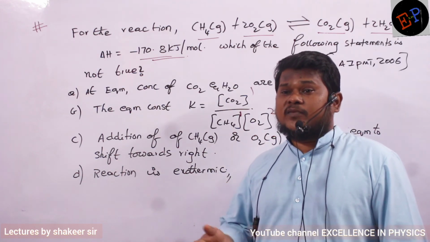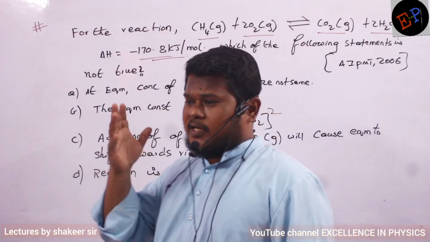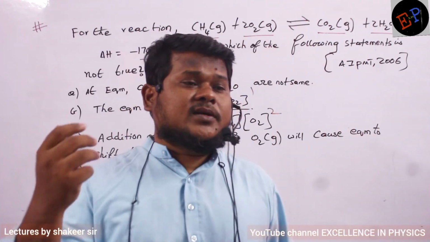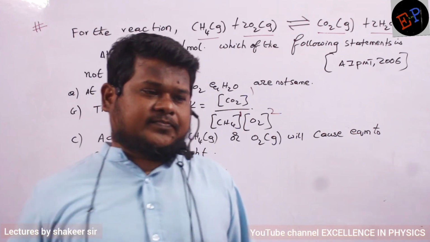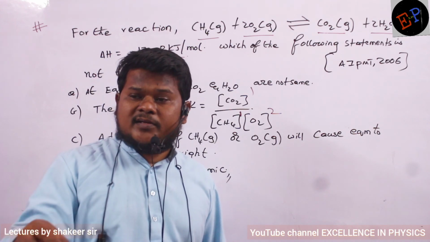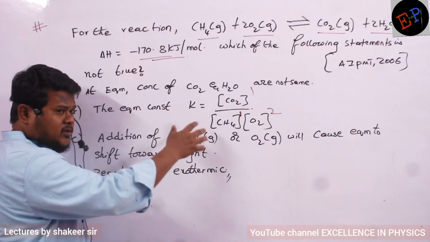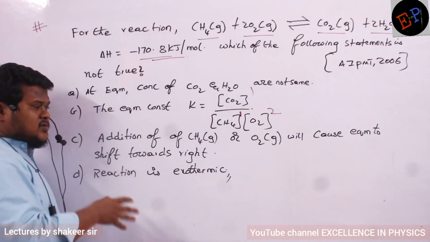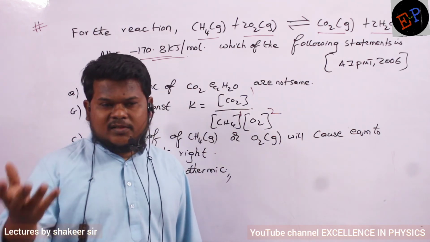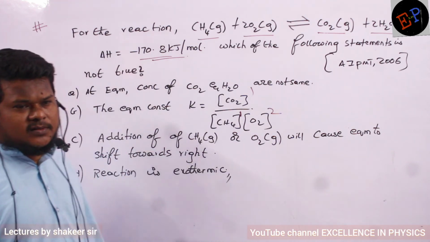If concentration of reactants increases, how will equilibrium shift? Equilibrium will do the opposite thing, no? So equilibrium should shift in forward direction. Then only the concentration of reactants will reduce. Are you able to understand, ma? If reaction goes in forward direction, what happens to the concentration of reactants? It will reduce. Here you are increasing the concentration by adding CH4 and O2. So more reaction should happen in forward direction so that the concentration of reactants reduces. So equilibrium will shift in forward direction, towards right. That is also correct.